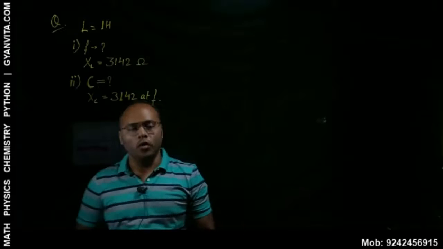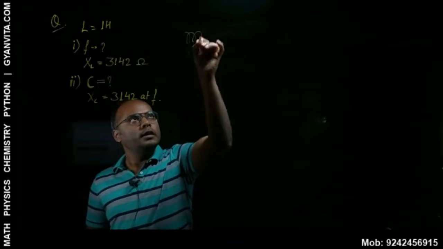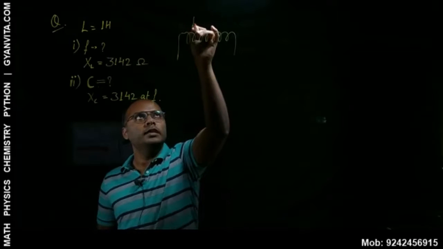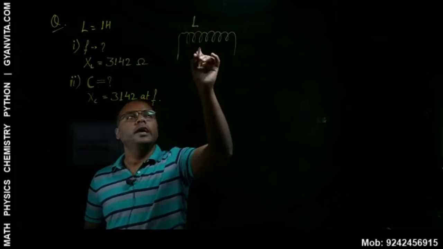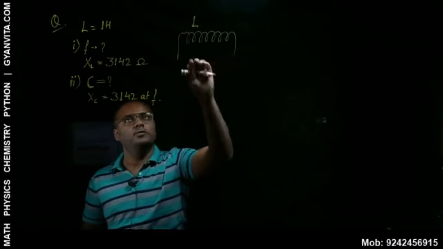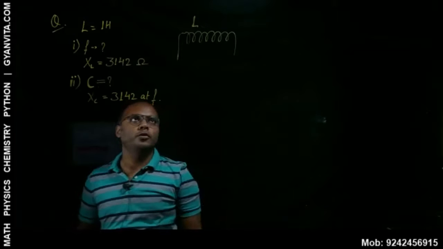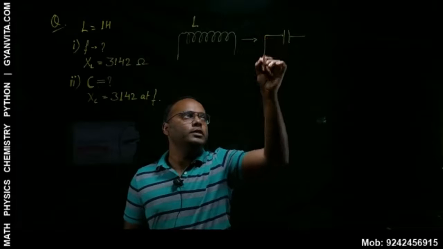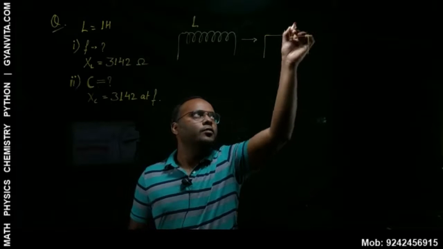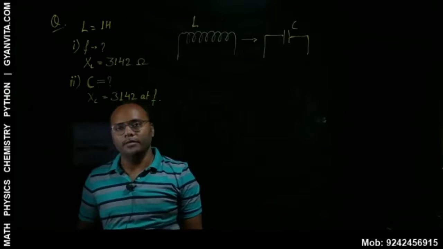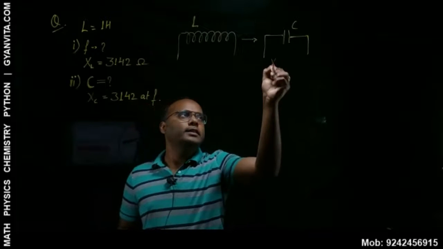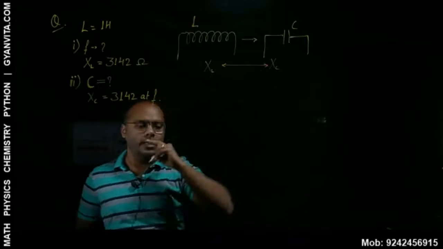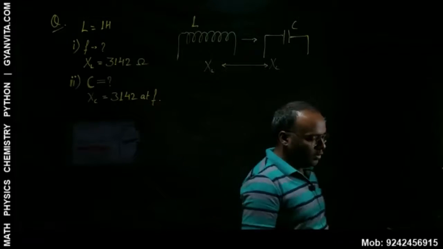So there is an inductor or a coil. Now this coil is already there, whose inductance is given, right? And you have to find that frequency for which its XL is equal to 3142. And then instead of this, if I want a capacitor to be used, then what should be the capacitance so that I'll get XC and XL, these two, the same at the same frequency. So this is what we have to solve here, right?